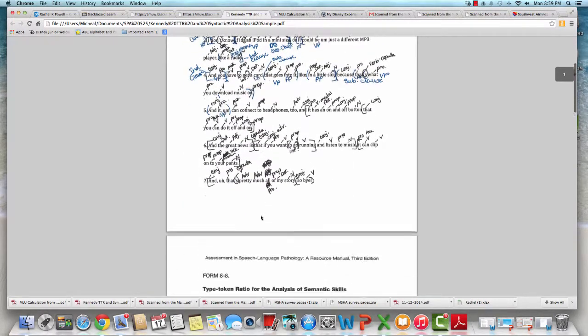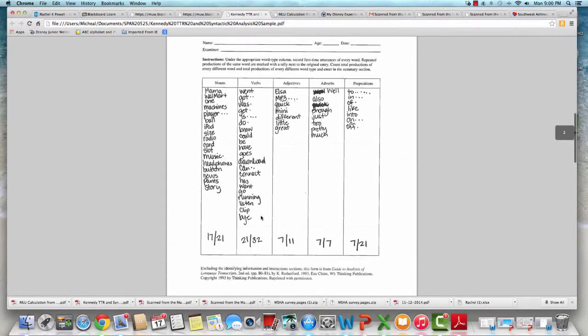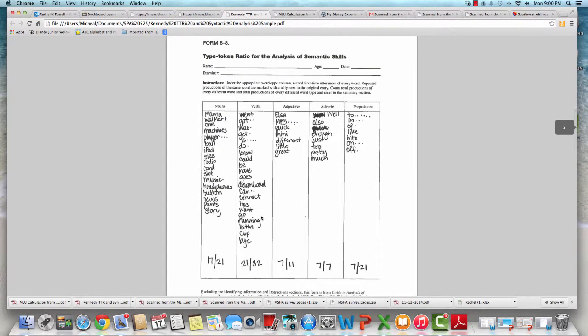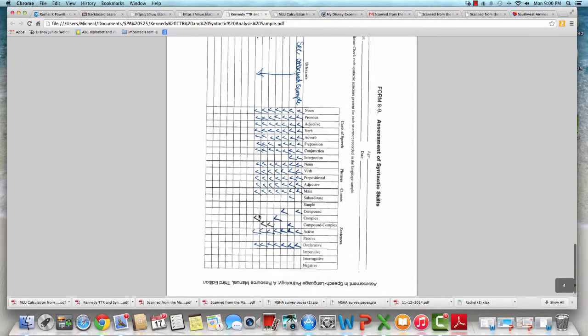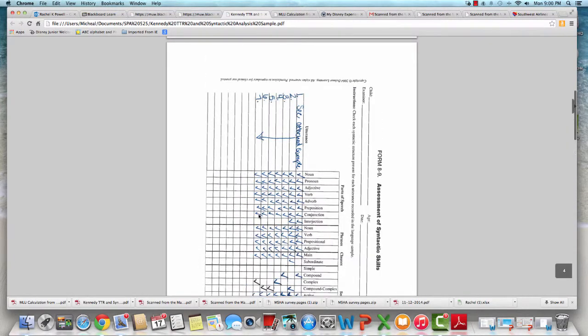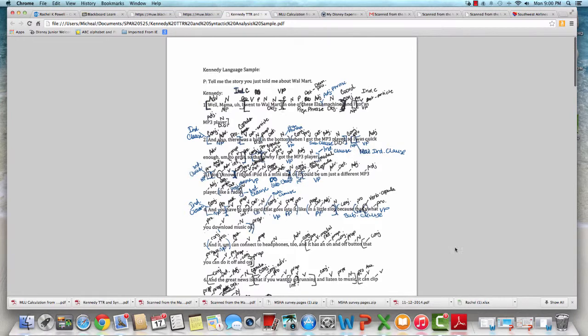So that was the overall brief analysis, but what I was grading and assessing, to make it measurable, was the type token ratio for the analysis of semantic skills and the assessment of syntactic skills. Both of these are from a book called Assessment in Speech Language Pathology: A Resource Handbook. The author is Shipley, so we refer to it often as the Shipley Assessment in Speech Language Pathology Handbook. It's just a great resource for you to have in diagnostics, and I felt it was the most practical and simplest way to give you a grammatical analysis, because it can get much more complex, but this is just an overview of how you can break down sentences.